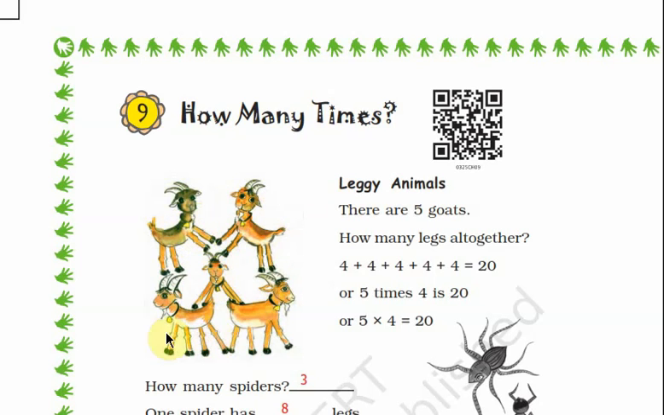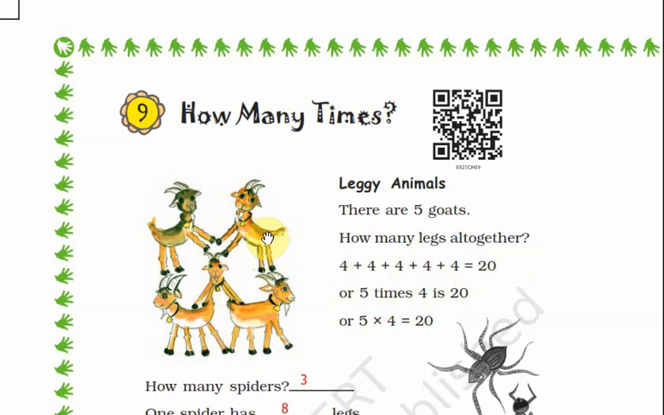So there are 5 goats. You can see here 1, 2, 3, 4, 5. We have to find out the total number of legs. So first goat 4, second also 4, like that 5 times we have written 4. 4 plus 4 plus 4 plus 4 plus 4 is equal to 20. Otherwise, 5 times 4. How many times is 4 repeating here? 1, 2, 3, 4, 5. So 5 times 4. That means 5 fours are 20.